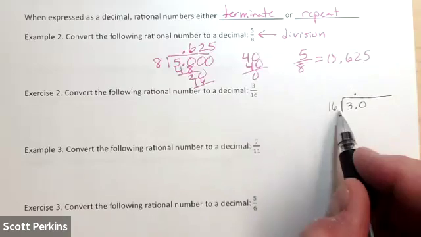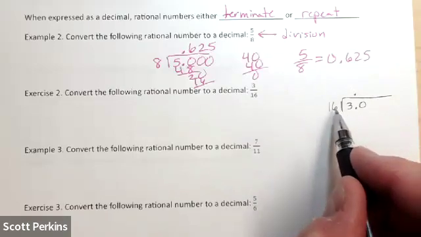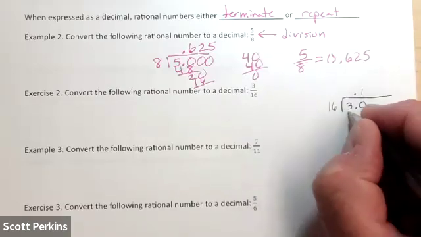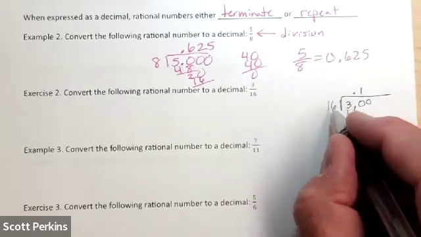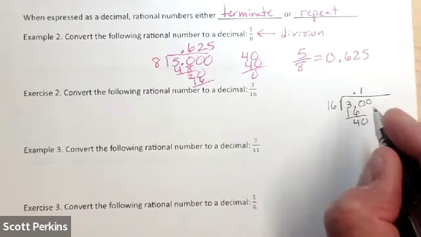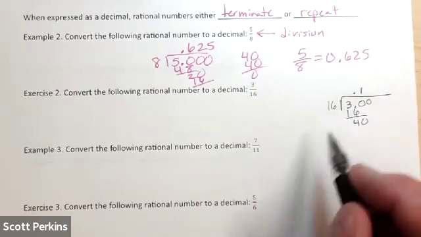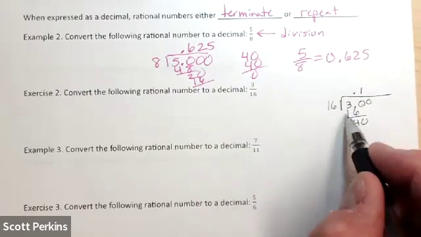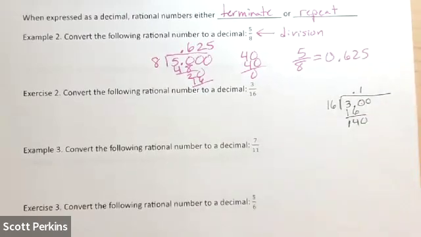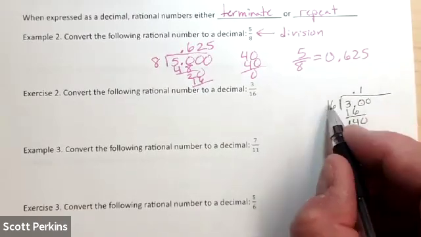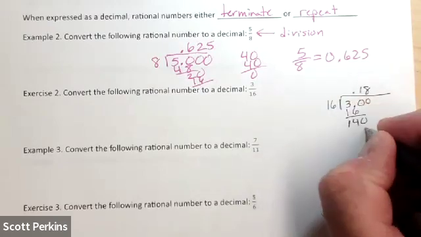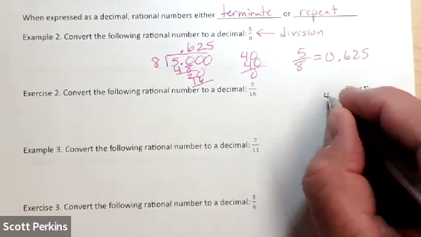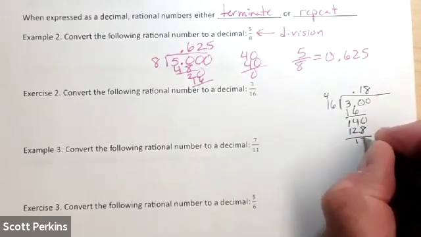Okay, so here's my division set up. 16 goes into 30 once, leaves 4, bring down another 0. Oh, excuse me, that was terrible subtraction. 30 minus 16, that's 14 and not just 4. I was getting all excited. 16 goes into 148 times. So 6 times 8 is 48 and 8 and 4 is 12. That leaves me a remainder of 12.